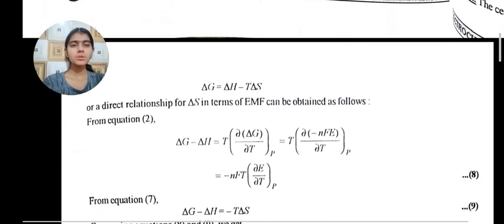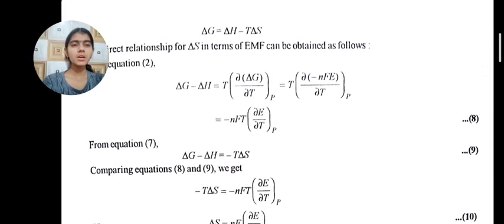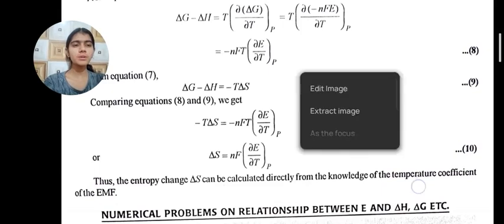From equation 2, ΔG minus ΔH is equal to T into (∂ΔG/∂T) at constant pressure, that is equal to minus nFT ∂E/∂T at constant pressure. Comparing the equations, we get ΔS is equal to nF into ∂E/∂T at constant pressure. Thus, the entropy change ΔS can be calculated directly from the knowledge of the temperature coefficient of the EMF.